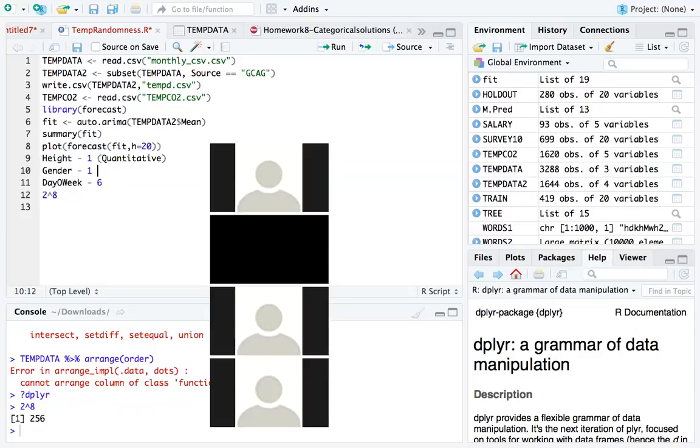And this variable right here is 2-level categorical, and this right here is 7-level categorical. So categoricals always introduce 1 minus however many levels they have. And that is what is going on.